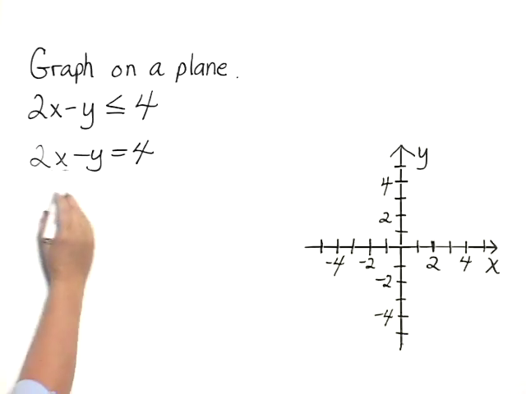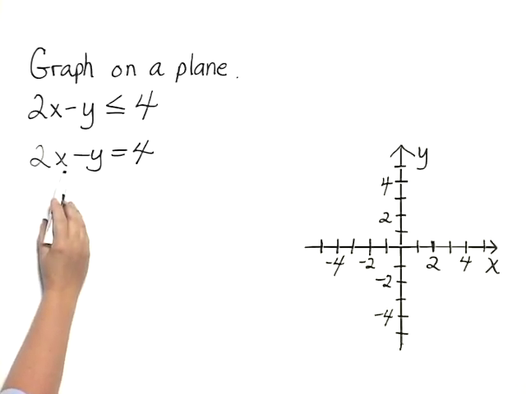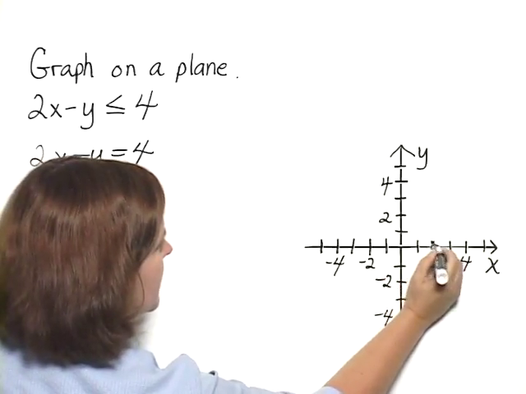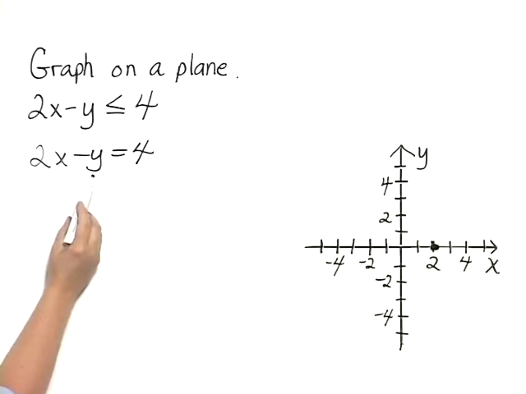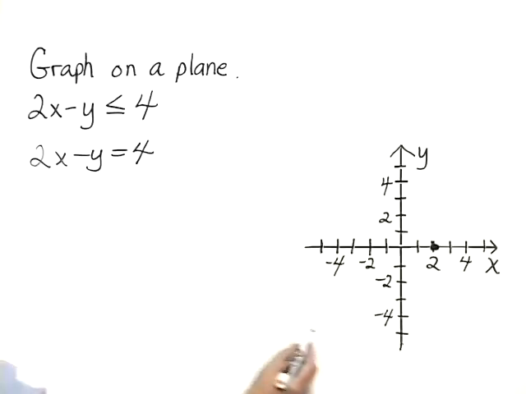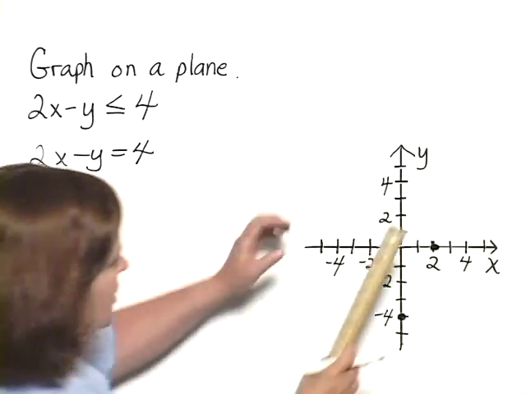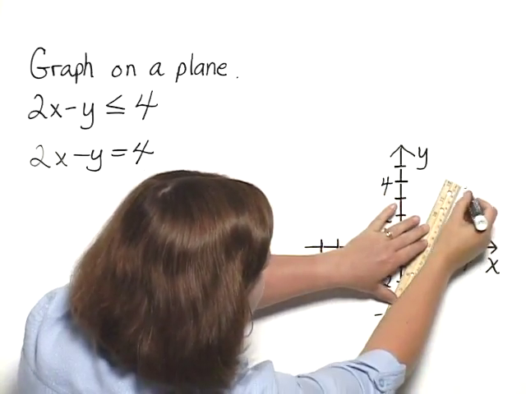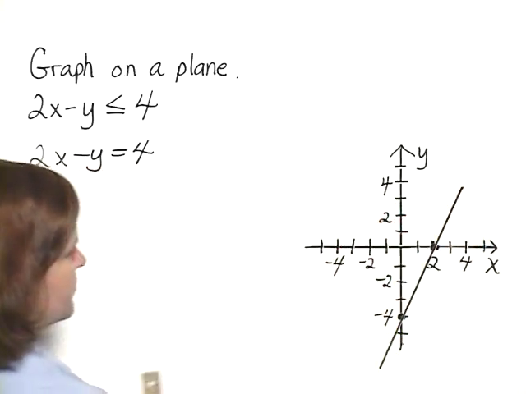And we can graph this using any technique we've learned before. A pretty quick way for this one is to look at intercepts. When y is 0, x is 2, so (2, 0) is the x-intercept. And when x is 0, y has to be negative 4, so (0, -4) is the y-intercept. Using those two points, I draw a solid line, again solid because the inequality symbol was less than or equal to.